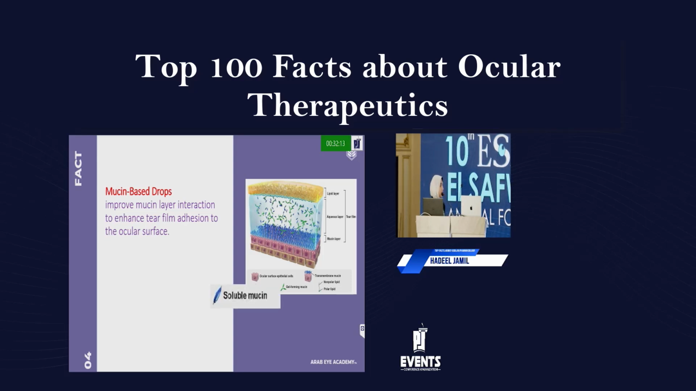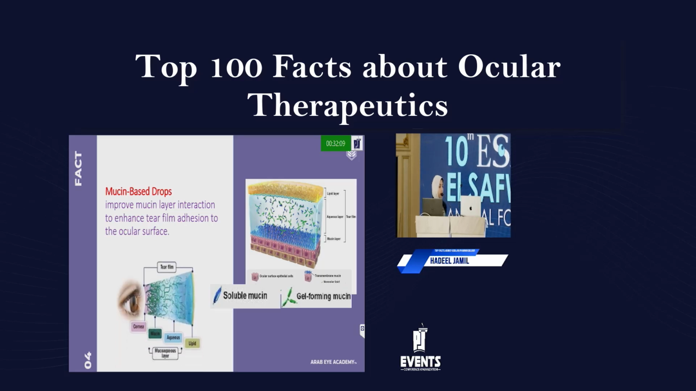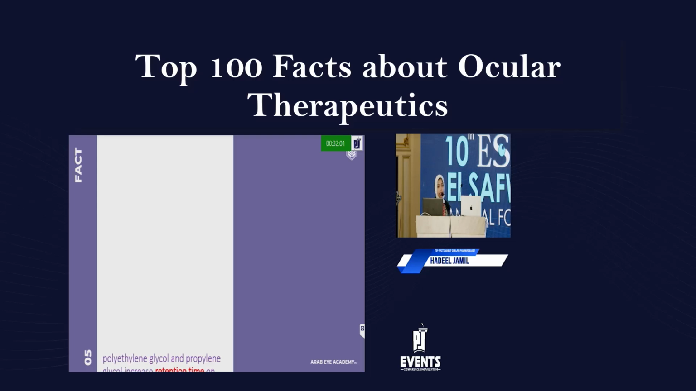Our mucin is formed either from soluble mucin or gel-forming mucin, forming an arborization and connection between the outer ocular surface and the tear film, maintaining stability. Polyethylene glycol and propylene glycol increase retention time on the ocular surface and reduce the tear drainage, so improving the efficacy.